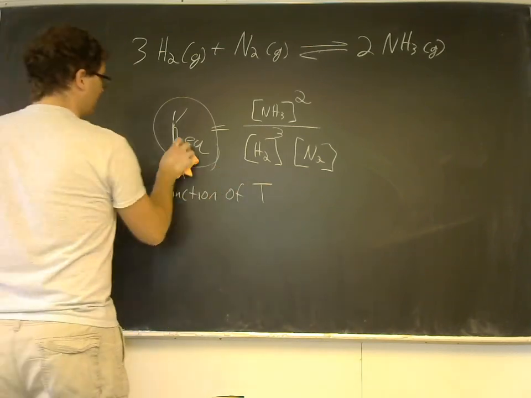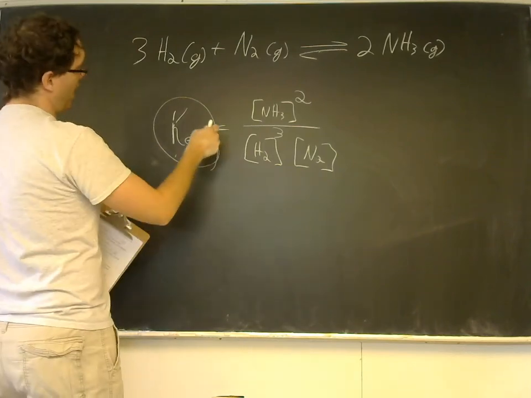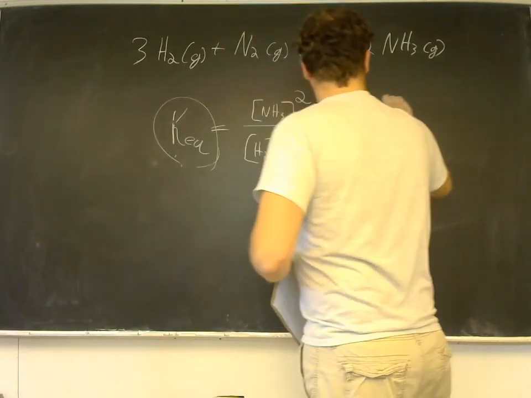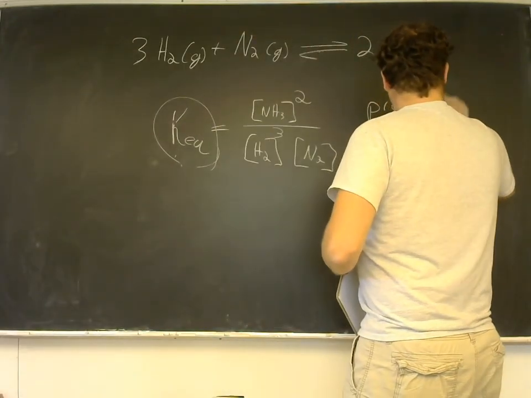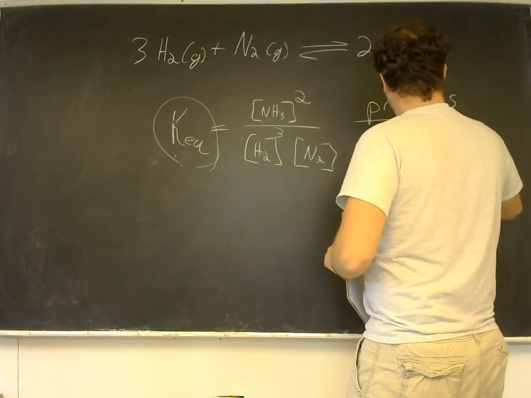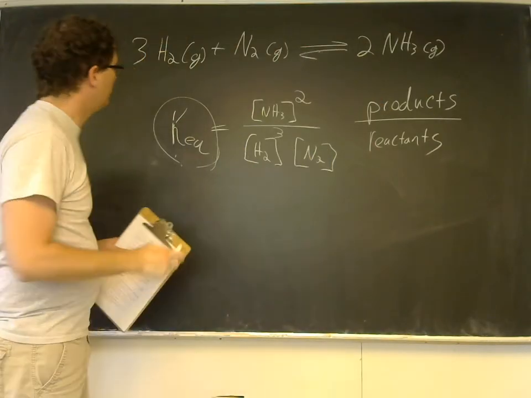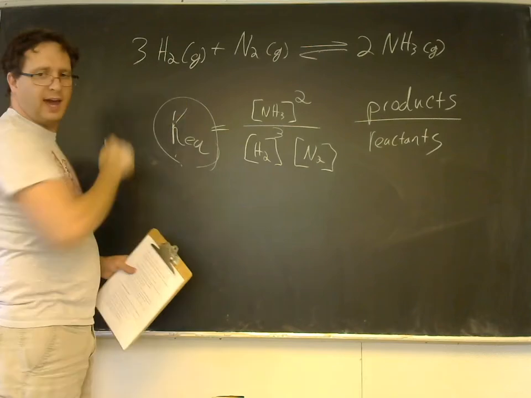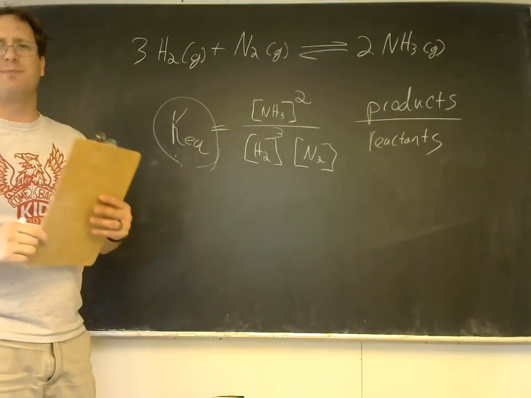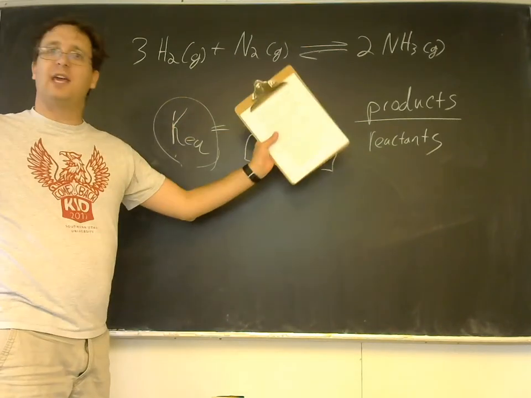Now, let's look at the form of this. It's always going to be products over reactants. And so the value of K can tell us something about the reaction at a glance without having to do any math or anything. The values for K span a huge range.